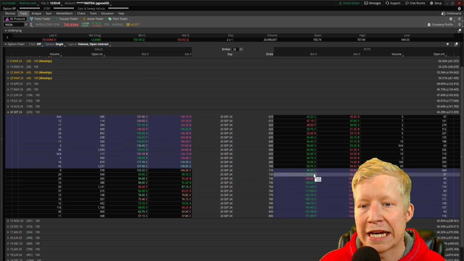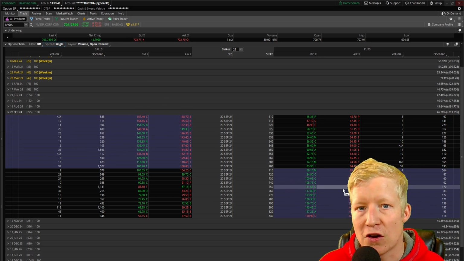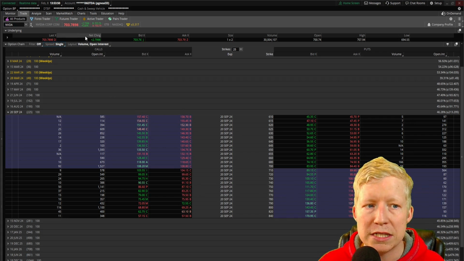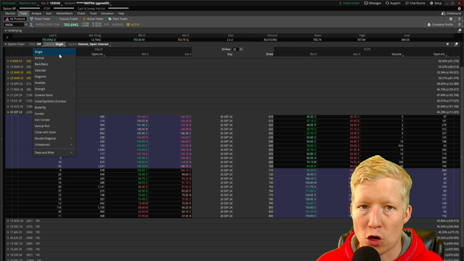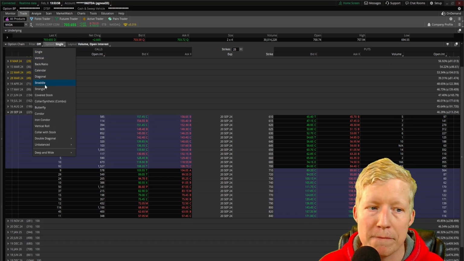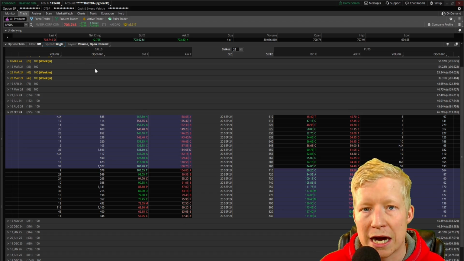Options exist because funds wanted a way to hedge their investments. The big money boys, and I don't know this, I've never worked at a central bank, but I can promise you are almost never trading single options. They are building very complex spread plays. They are building very complex hedges.